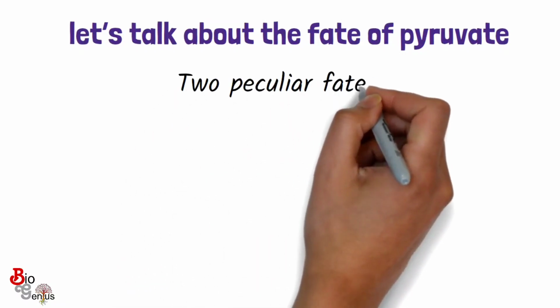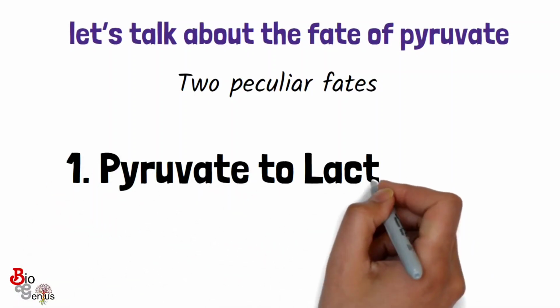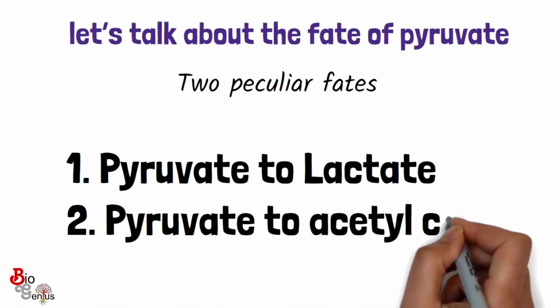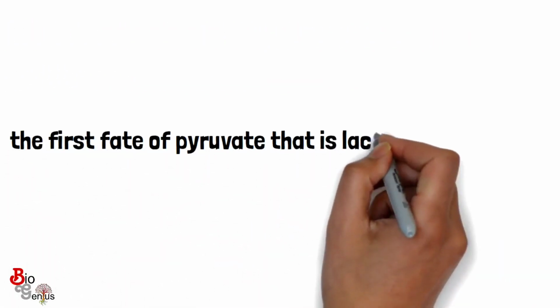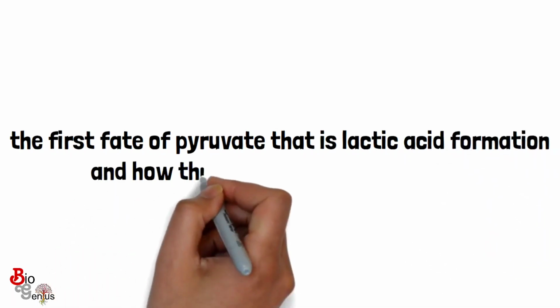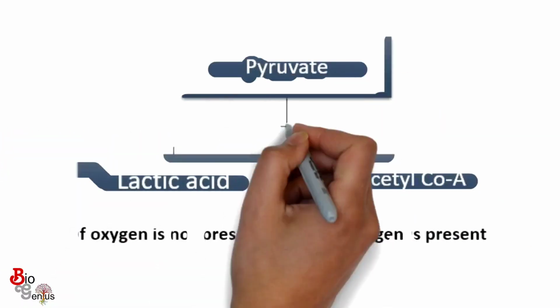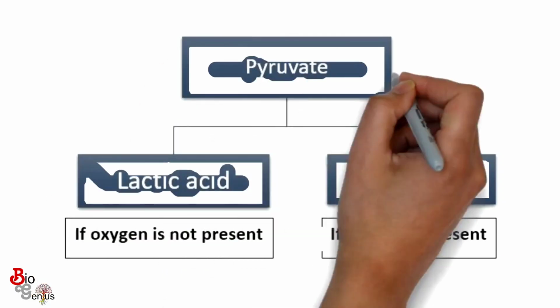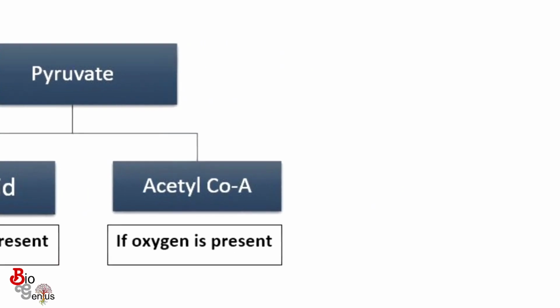So in cells, pyruvate mainly has two peculiar fates. One, pyruvate to lactate, and two, pyruvate to acetyl-CoA. In this video, we will be discussing the first fate of pyruvate, that is lactic acid formation, and how this lactate is reused further. So pyruvate, as I mentioned above, has two fates. Pyruvate to lactic acid if oxygen is not present, and pyruvate to acetyl-CoA if oxygen is present.